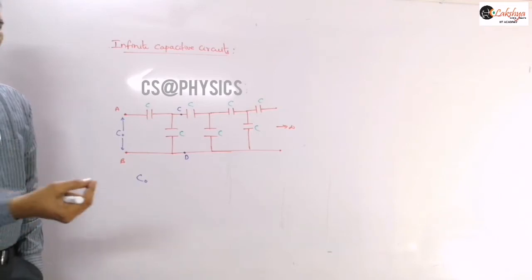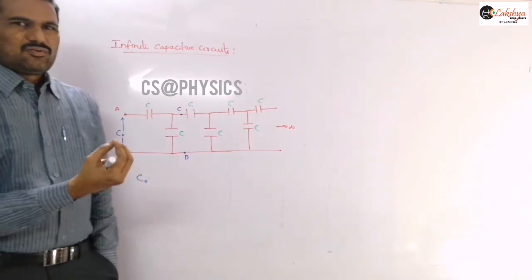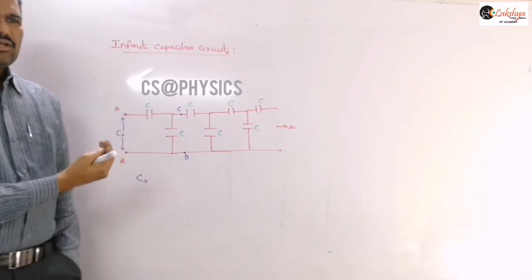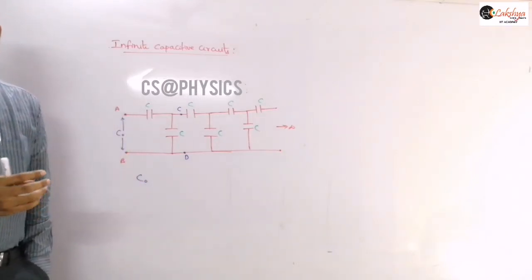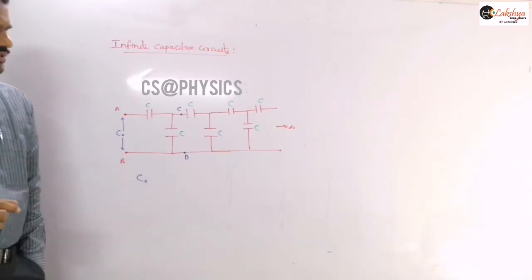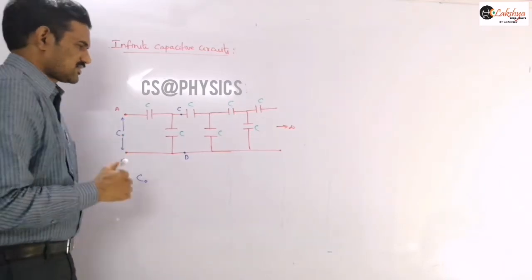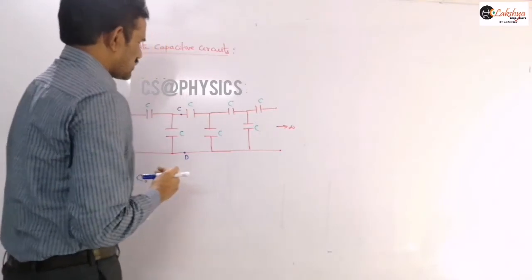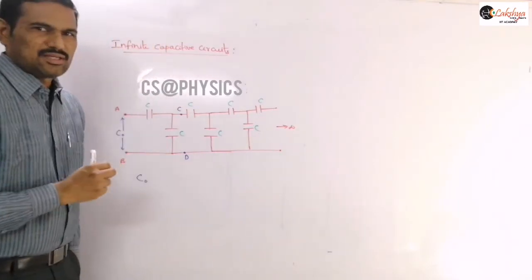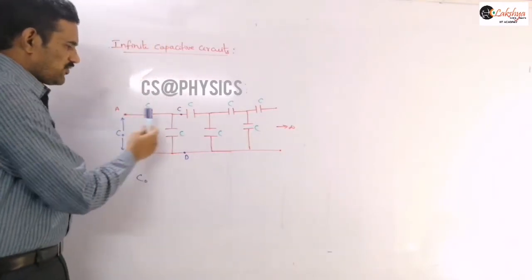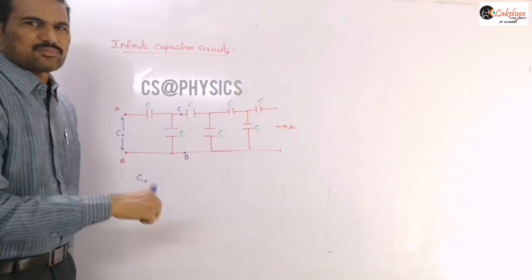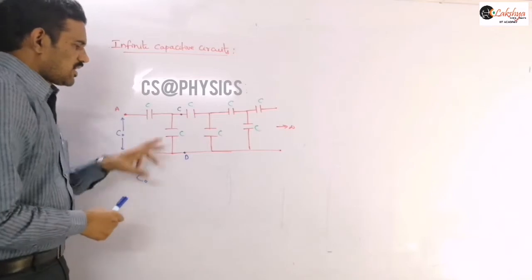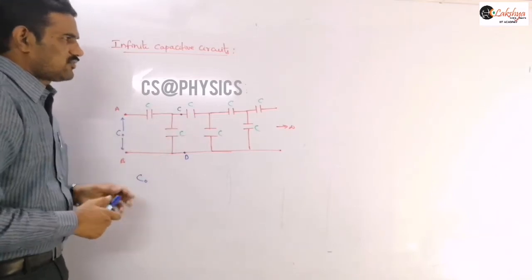If you want, you can mention the reason in brackets: we know that in an infinite series, if you remove one unit cell, there is no change in effective capacitance. Because we discussed this already in resistive circuits, I am not explaining in detail. We are removing this part first, and for the remaining circuit also the effective capacitance will be C naught only. Now that C naught we need to add to the circuit here.